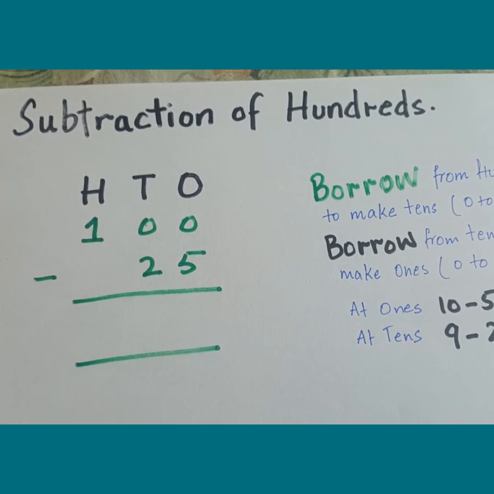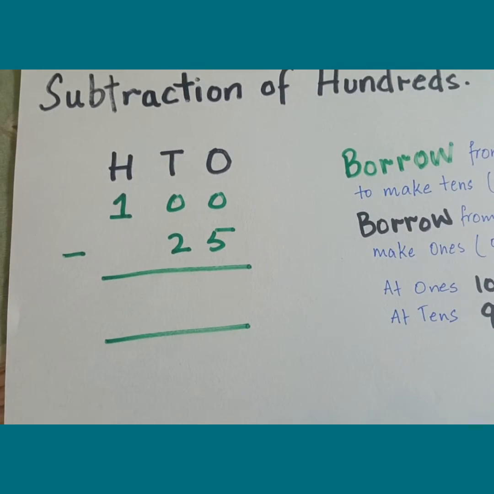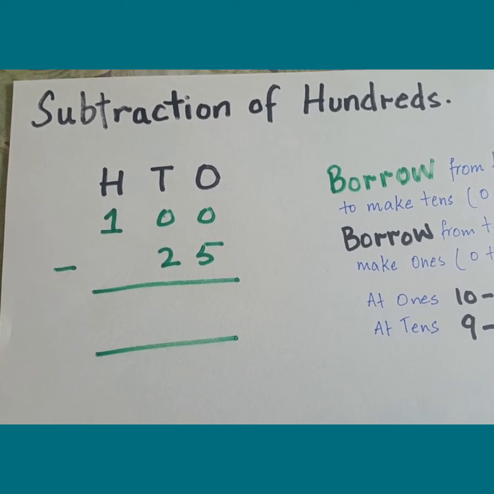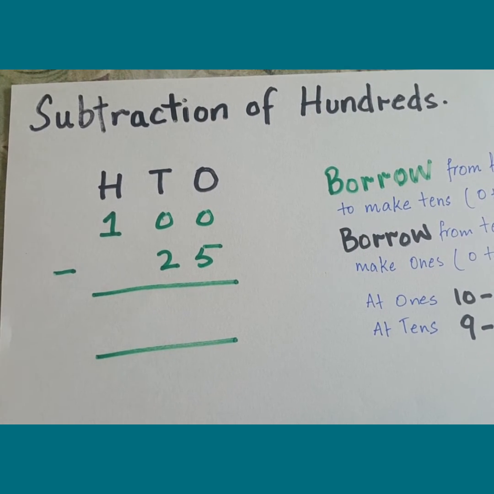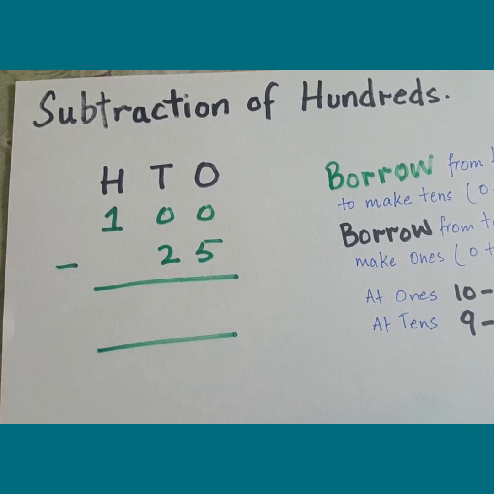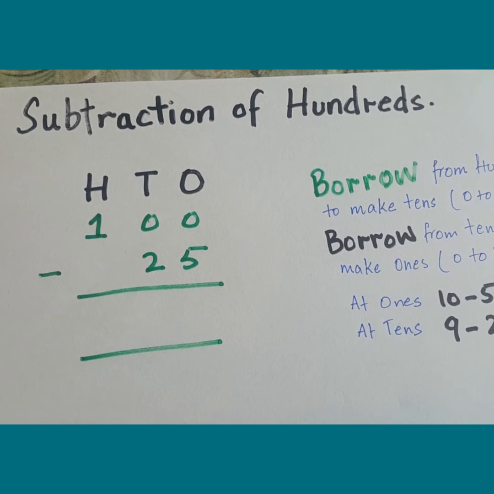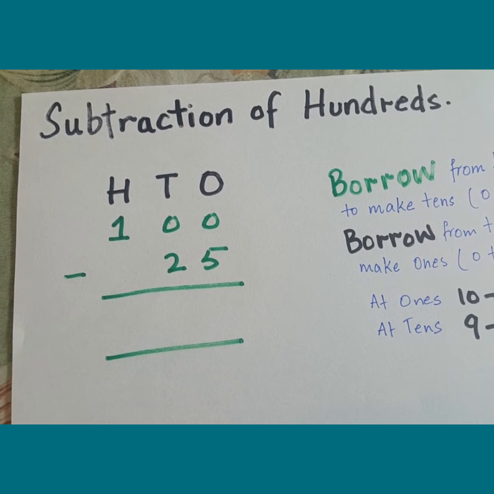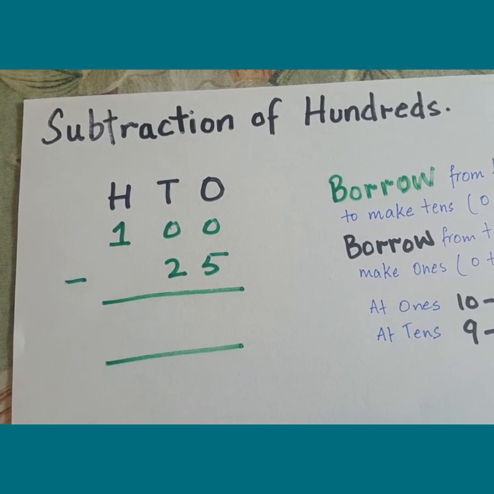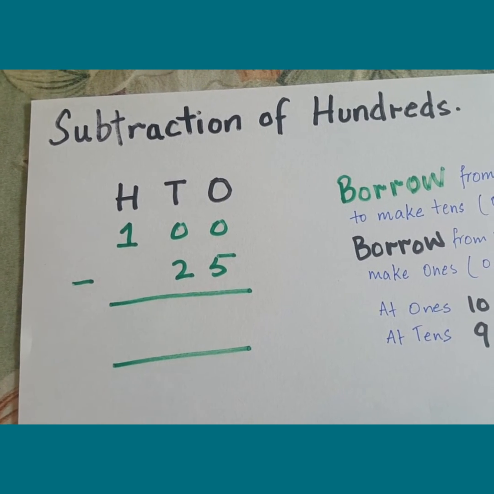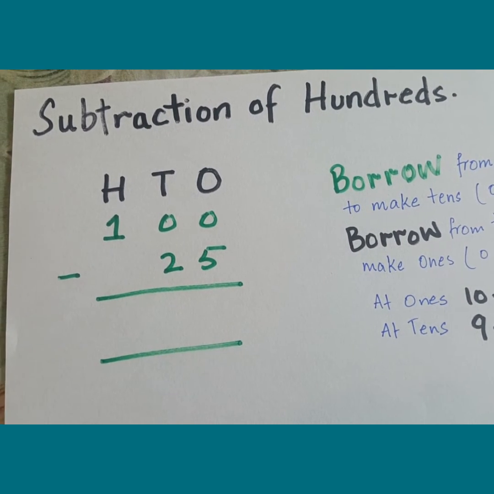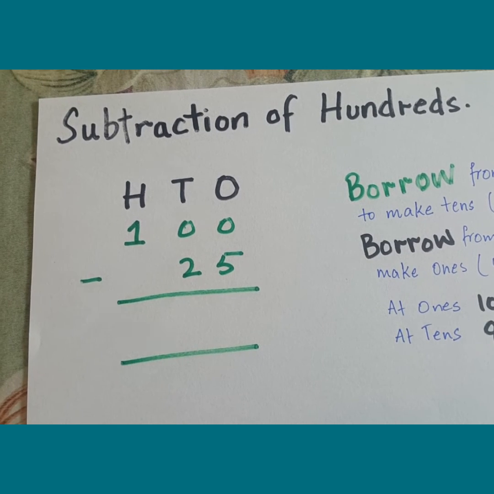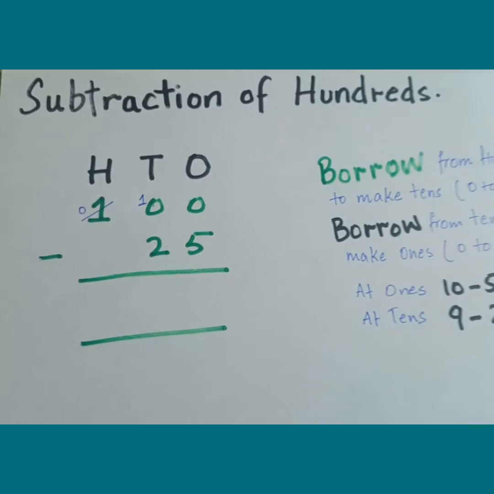Now the concept of subtraction of hundreds. Now we have three values, hundreds, tens and ones. 100 minus 25. Now you can see that at the ones column we have 0 and 0 is smaller than 5. We cannot do the subtraction. What we will do? We will borrow from tens, but now the tens column has also 0. Now what we will do? The tens column will borrow from the hundreds column.